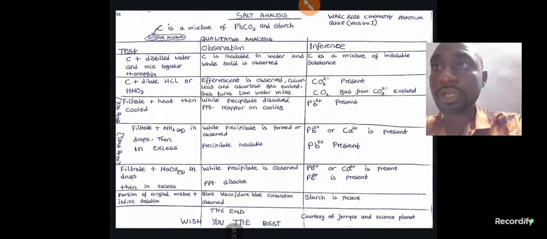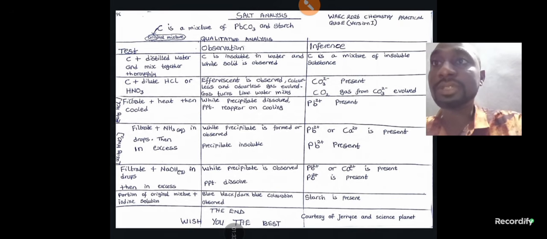Remember that when we want to answer our question, we must answer using the tabular form. We have our test, observation, and inference. So let's go. Number 1, C plus distilled water and mix together.